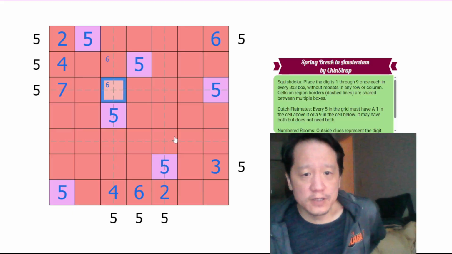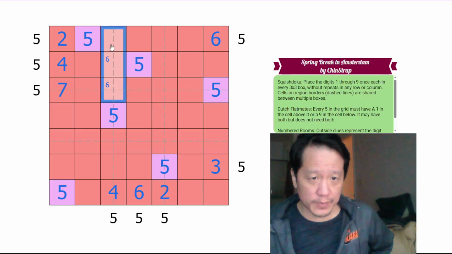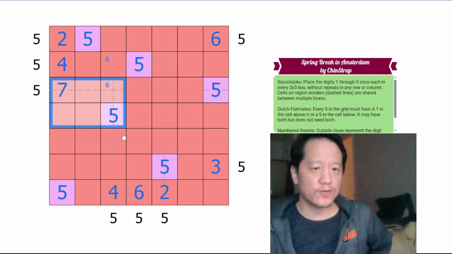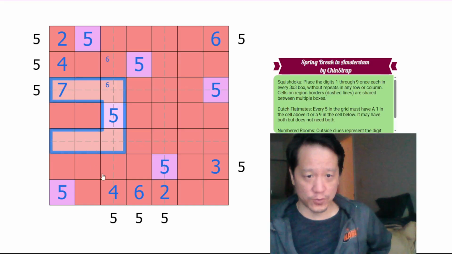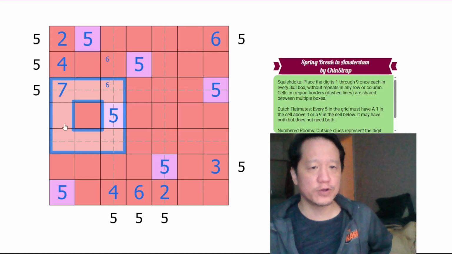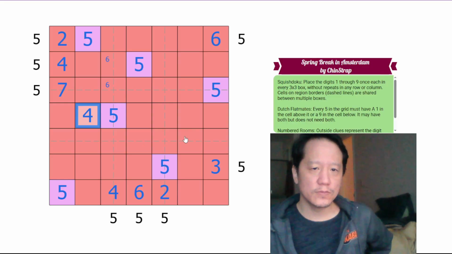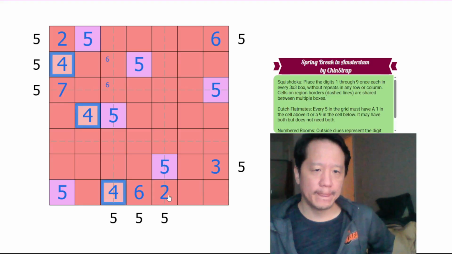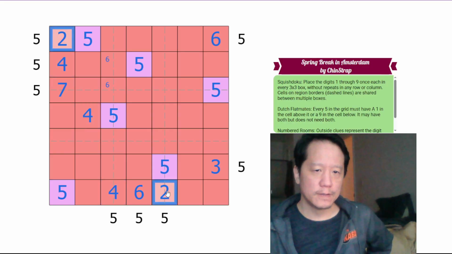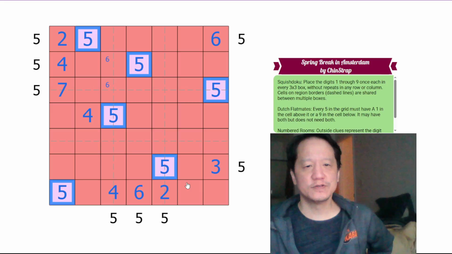So now we need to figure out the normal squish Sudoku. 4 cannot be here. Where is 4 in this left central box? Can't be here because of 4 in the box. Can't be here because of 4 in the box, this box here. So no 4 here, no 4 here. No 4 here because of 4 in the column, so 4 has to be there. Let's see, 2. We've got all the 5s.